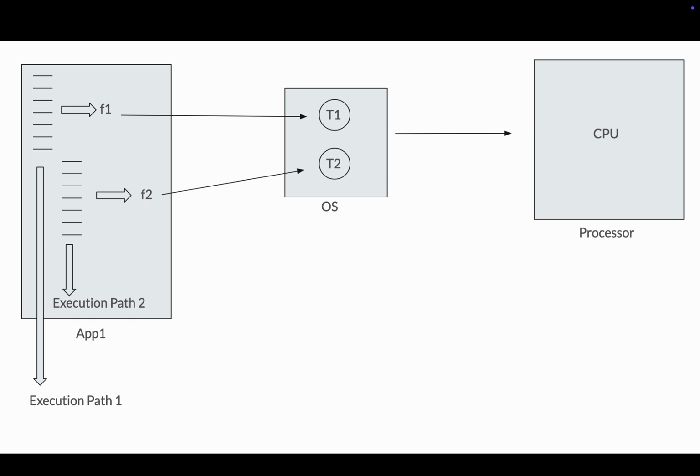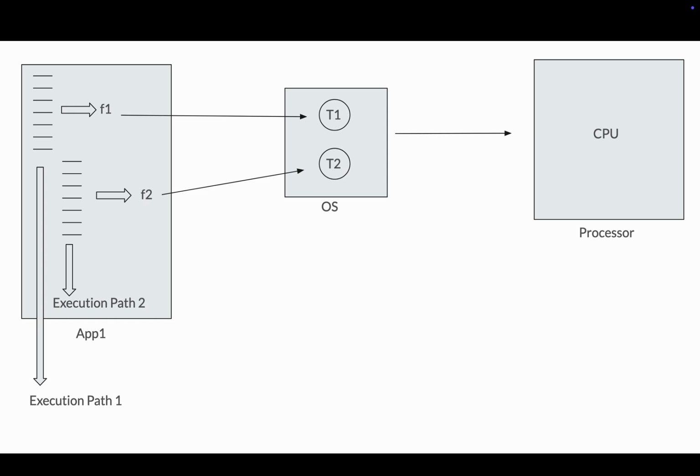But we still have only one processor or one CPU here. So even if we create two threads, T1 and T2, entirely for function 1 and function 2, will they be executed at the same time? No. They can be put into execution at the same time, but they won't be getting executed since the processing unit is one. The processor can still execute one instruction at any point of time.